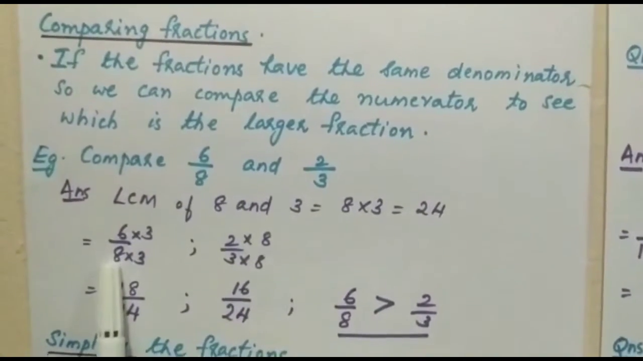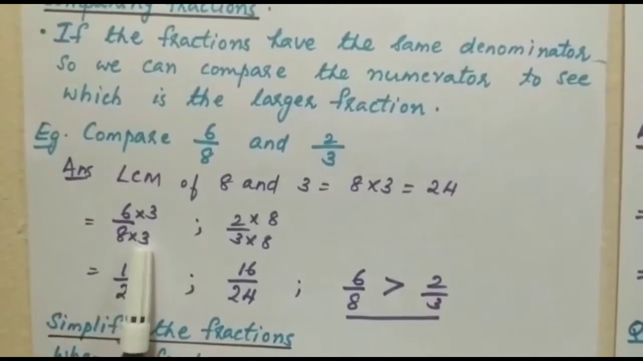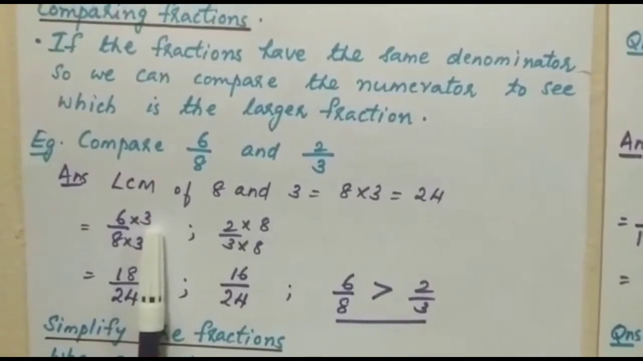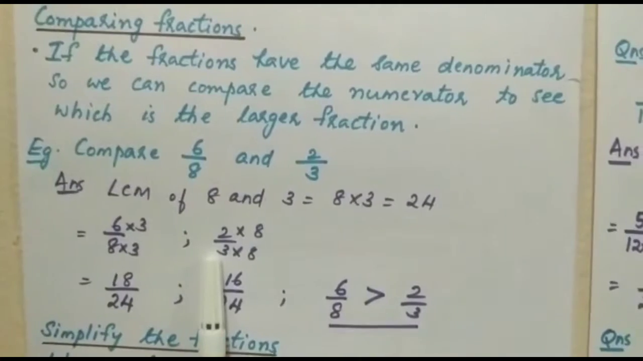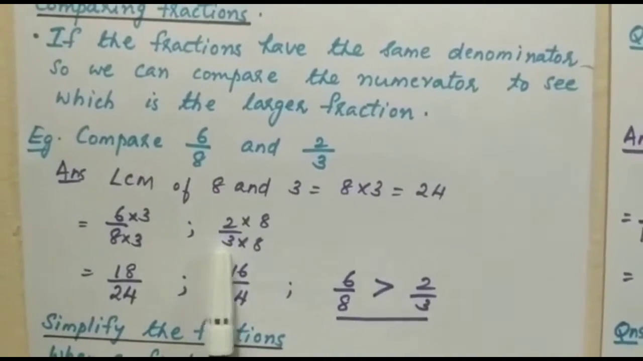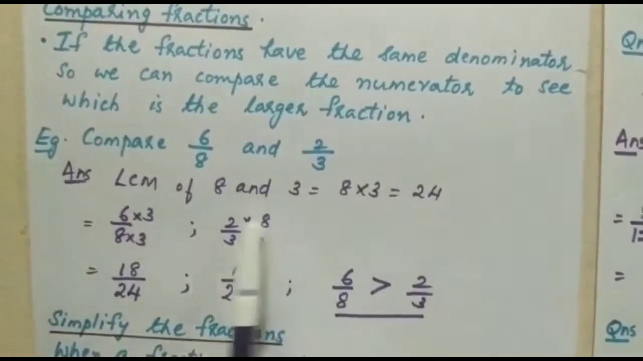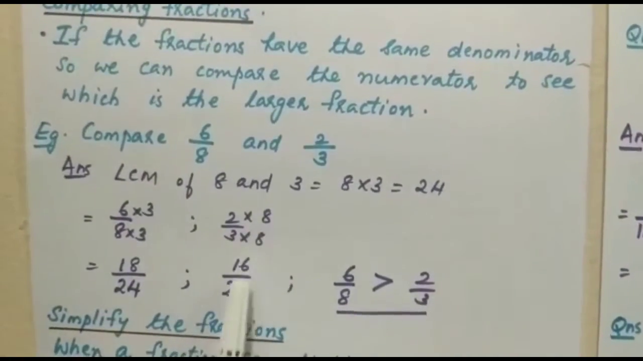So for 6 by 8, the 8 must be changed to 24. So you have to multiply by 3. If the denominator is multiplied by 3, the numerator is also multiplied by 3. Next number is 2 by 3. The 3 must become 24, so I have to multiply by 8. The numerator is also multiplied by 8. So here we are getting 18 over 24, and this is 16 over 24.